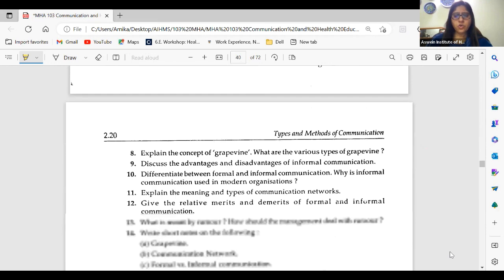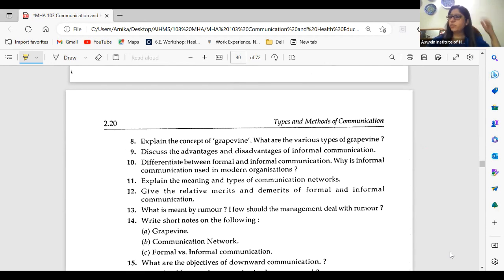Okay. So this is what we just discussed about various types of communication networks, and this completes your communication concepts and process.